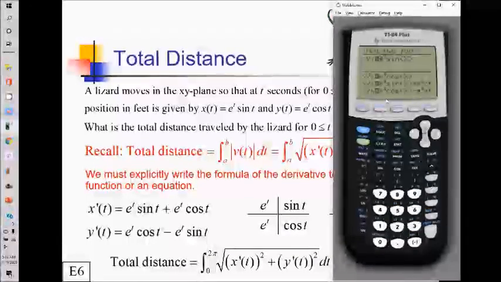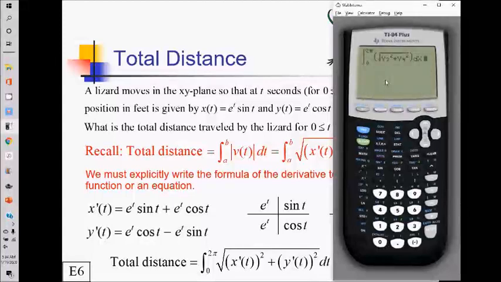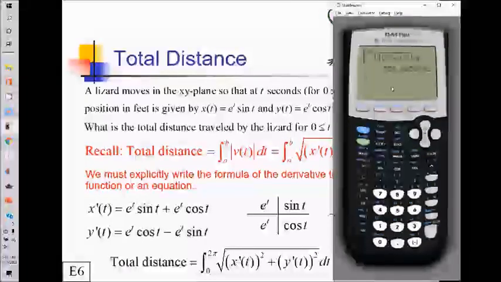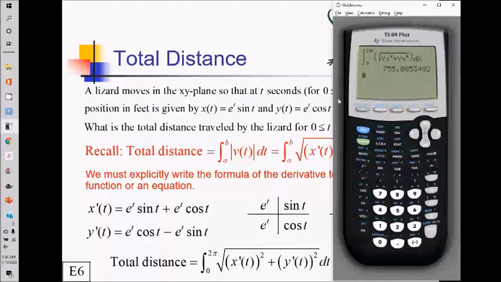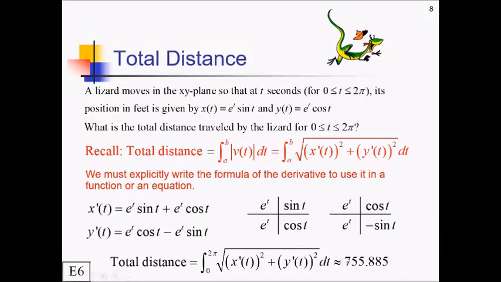And now let me quit to the main screen. And here's what my setup looks like on this one. Math 9, integral from 0 to 2 pi. And now, since I'm just squaring the general functions, I can just do y3 squared and y4 squared inside there. Enter. And that comes out to 755.885. And units, that's going to be feet because this was total distance. Now, one other interesting thing to note is that we basically found the arc length of the motion function over an interval, if you remember what we did on that last lesson.